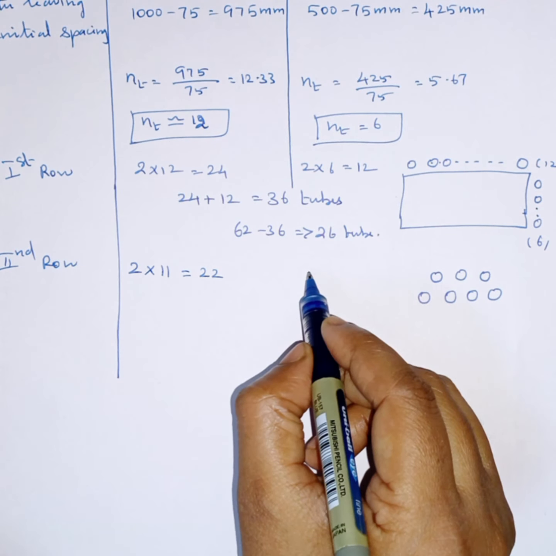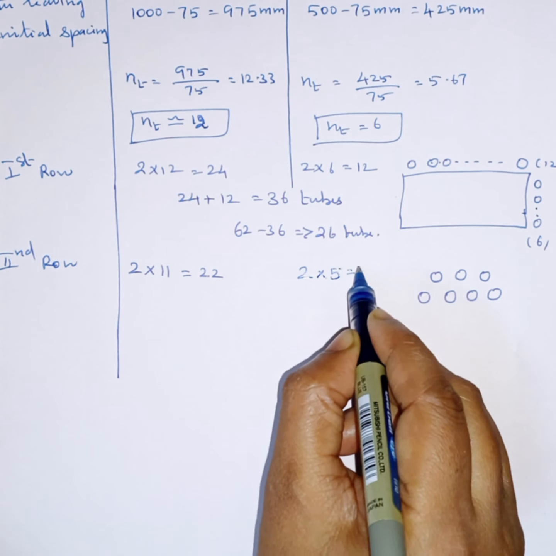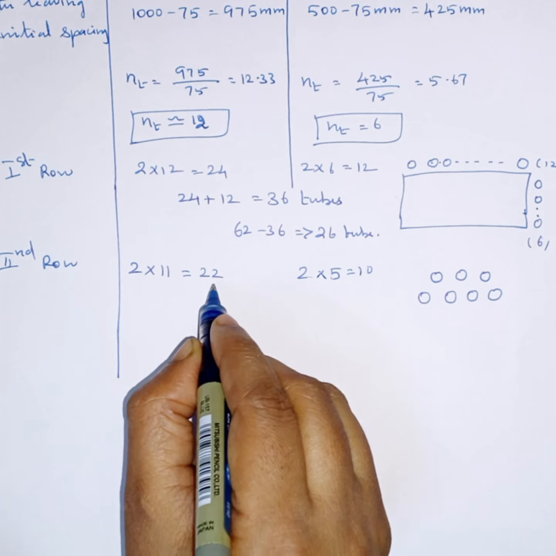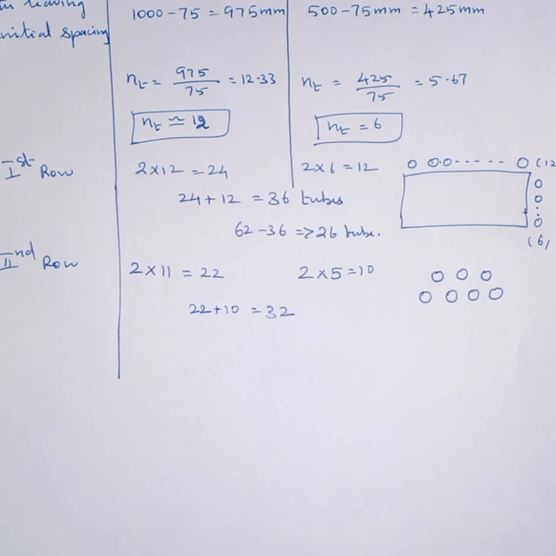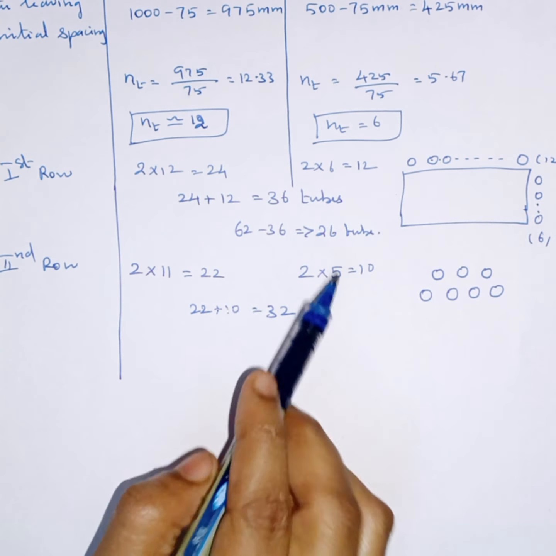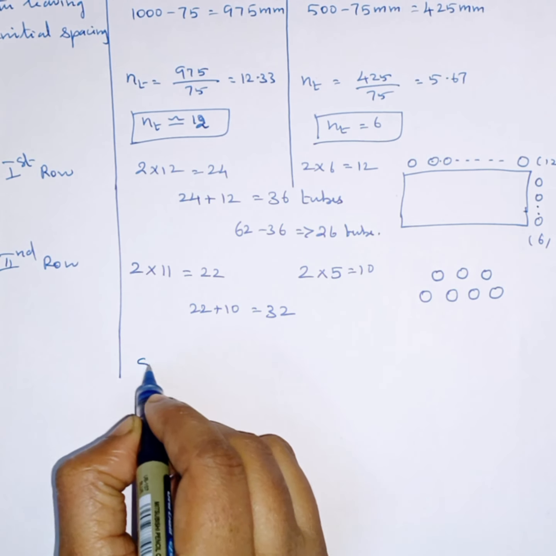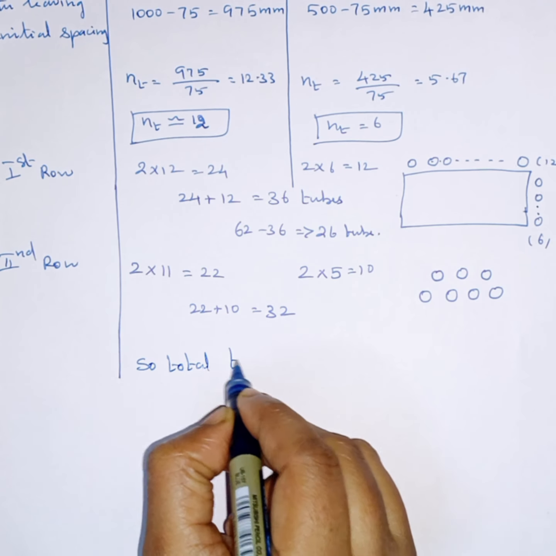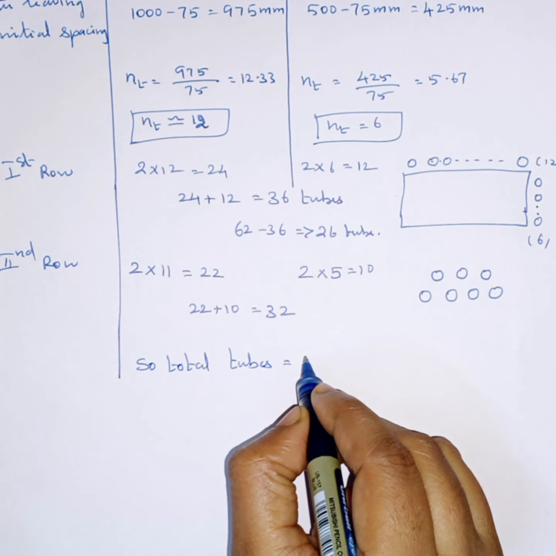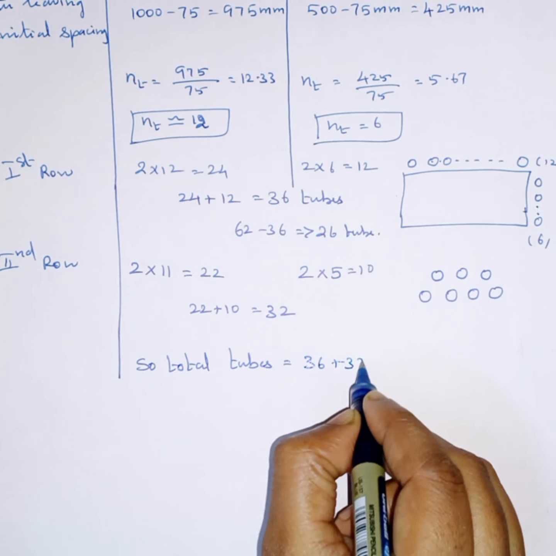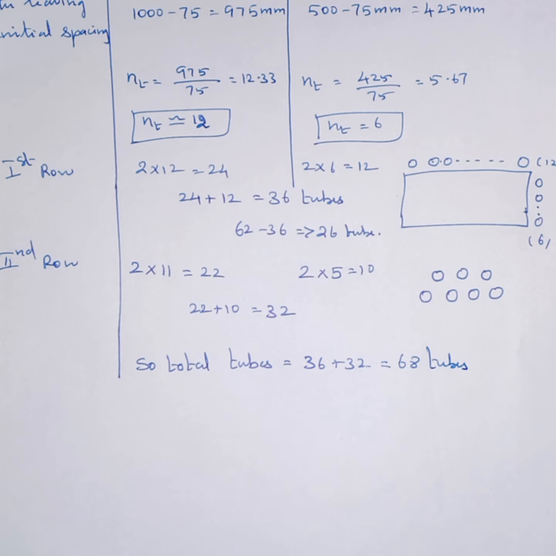Similarly, along the width, previously I kept 6, now I can keep only 5. So 2 into 5 is equal to 10. Together in the second row, 22 plus 10, I have 32, correct? First row I have a total of 36 tubes, second row I have 32 tubes. So the total tubes provided along the length and width, first row as well as second row, is 36 plus 32, which is 68 tubes.